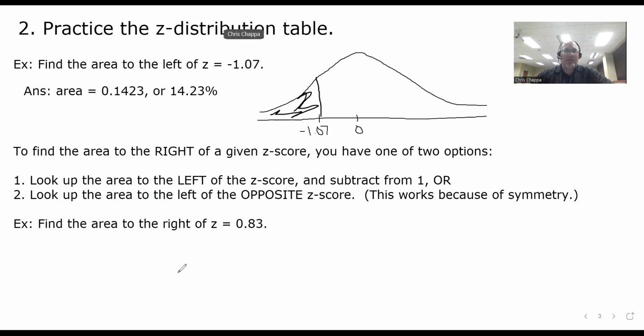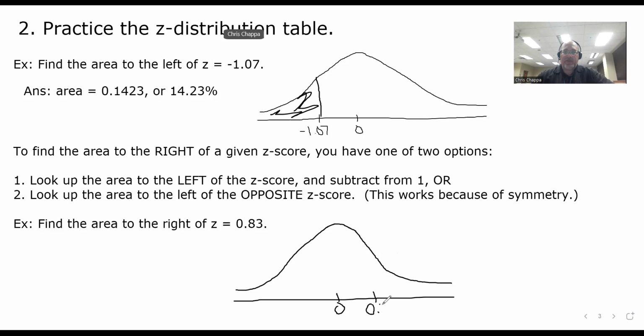For example, let's say we wanted to find the area to the right of z equals 0.83. If we draw our bell curve, and get used to drawing them, they're going to be all up in the next chapter and on the next test, and find 0.83 over here. It'd be to the right because that's greater than 0. And we're looking for the area to the right.